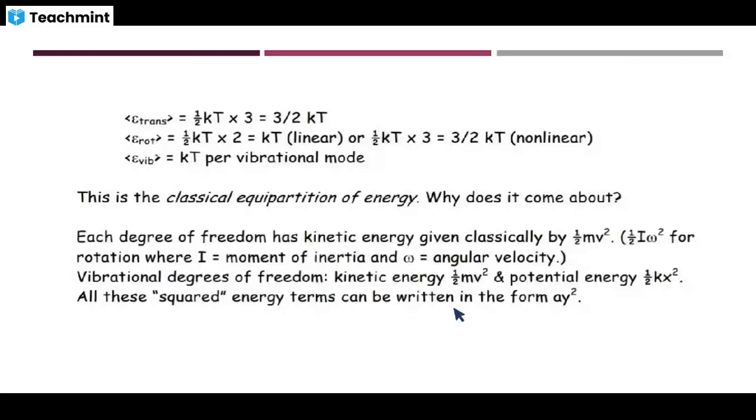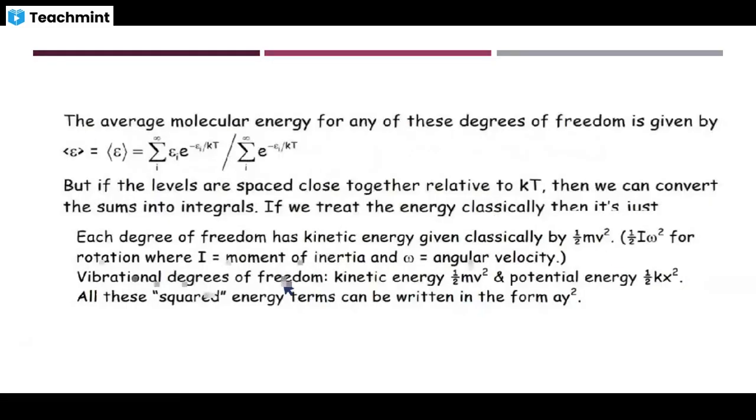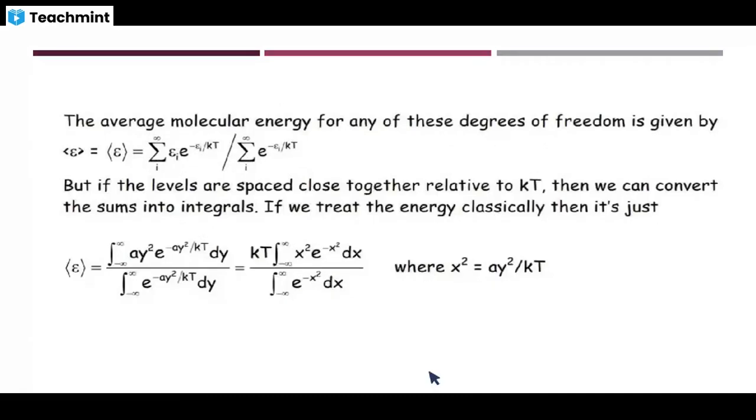You take the y v square, or omega square v, and take the y square; it is in the y square form. Then you can use the average molecular energy for any of these degrees of freedom, which is given by the formula: psi I equal to psi I e power minus psi I by kT divided by the sum from I to infinity of e power minus psi I by kT.